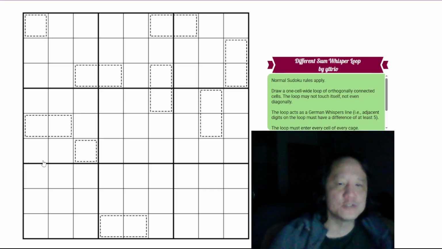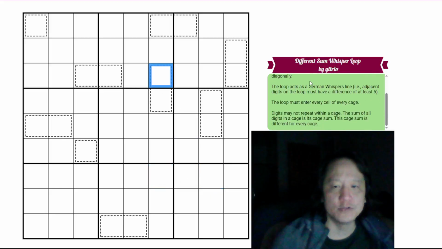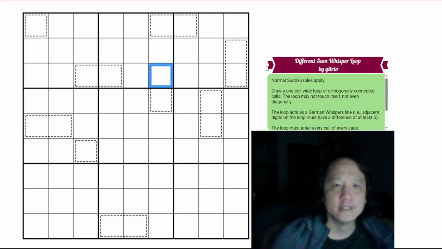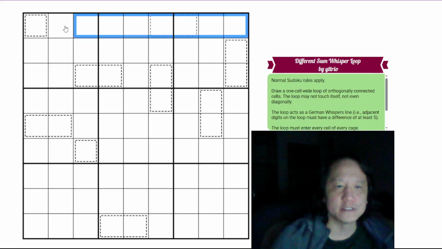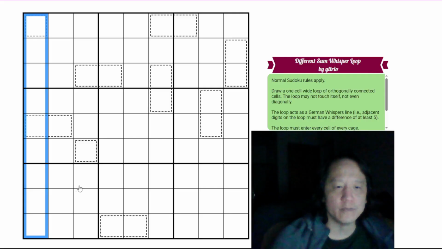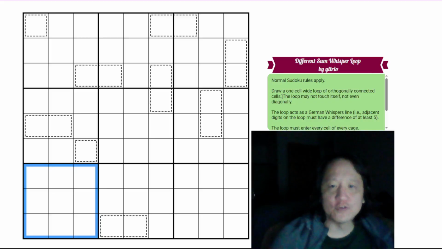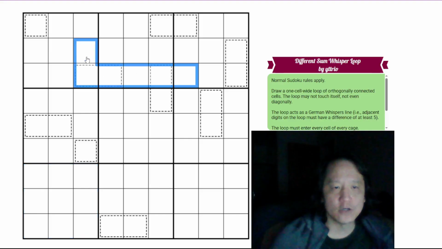Normal Sudoku rules apply, which means in every cell in the grid, place a single digit from 1 through 9, such that there are no repeats in any row, column, or designated 9-cell regions. We have to draw a 1-cell wide loop of orthogonally connected cells. The loop may not touch itself, not even diagonally. So, as an example, we could have a loop like this.